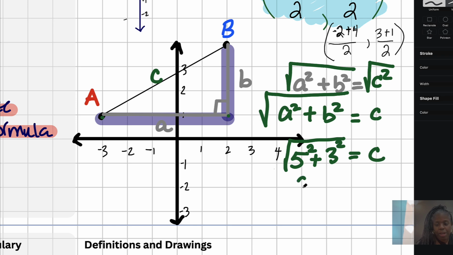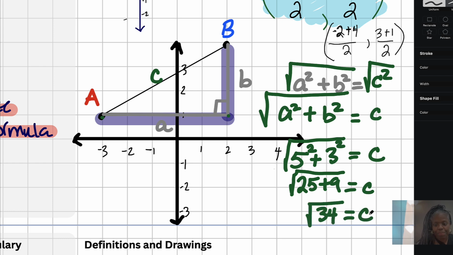With a little bit of quick math, we get 25 plus 9, which is equal to C squared. But I'm going to have to take the square root of that, right? So the square root of 25 plus 9 is going to give me C. That's 34. The square root of 34 is equal to C. How can we do this without drawing the picture? That's what the distance formula gives us. So without having to draw this, this is what we do.